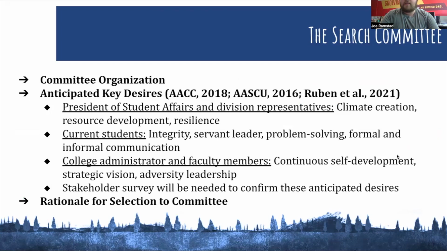When looking at the anticipated key desires of each of these different individuals, looking up to this new leader of Vice President Student Affairs, we recognize that there are some different competencies and traits that these leaders will need to possess. These different competencies and traits were selected from the AACC, AASCU leadership competencies, along with Rubin et al. text. The president of student affairs and division representatives are going to value the leader in terms of their ability to create a positive climate for all, resource development in terms of human resources and fiscal resources, and resilience.